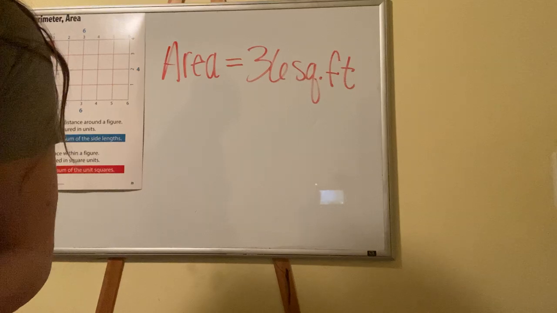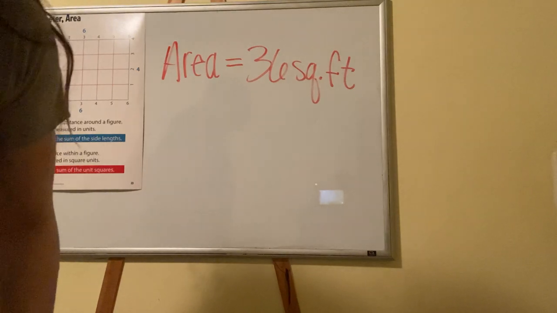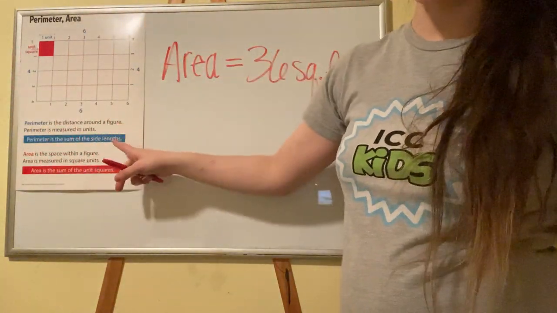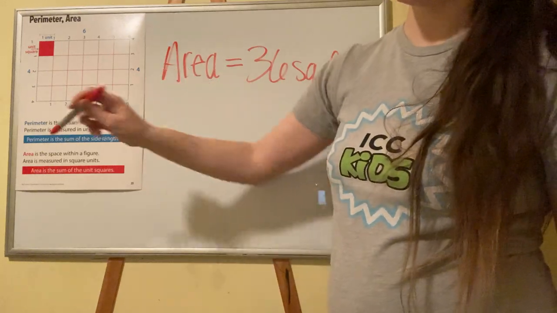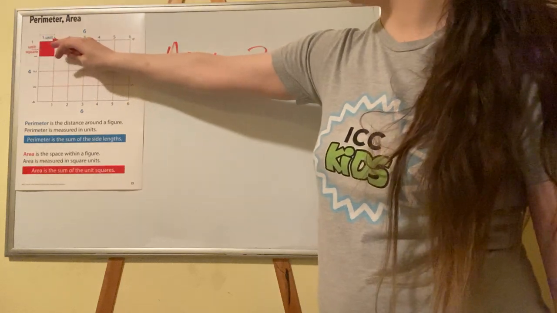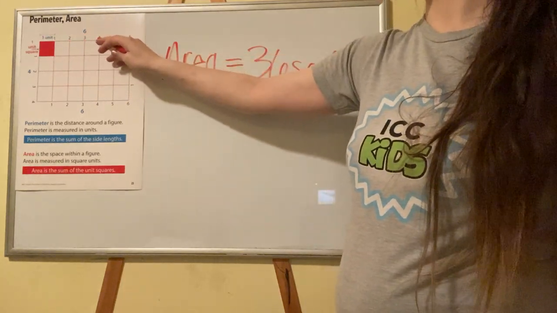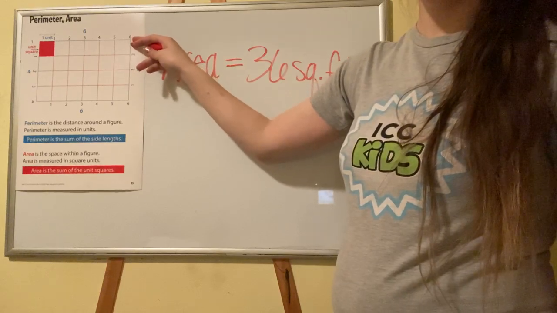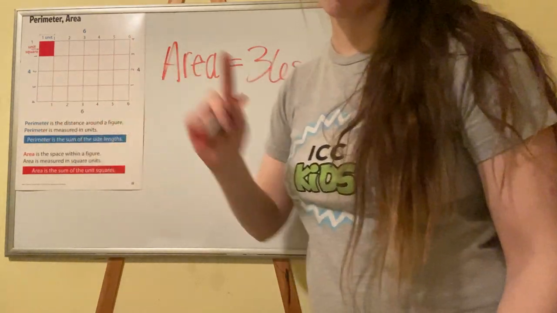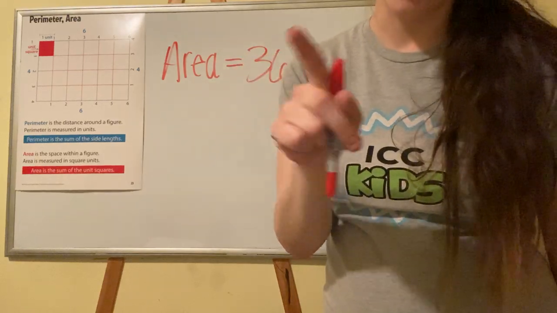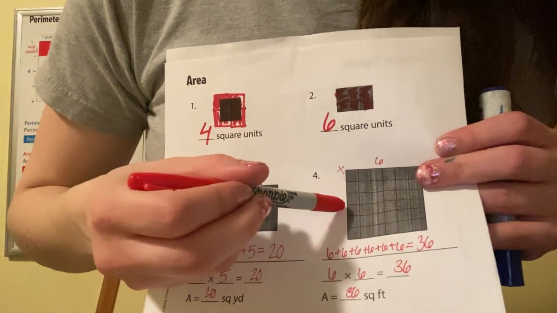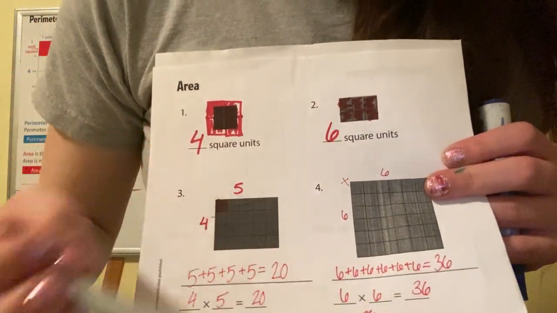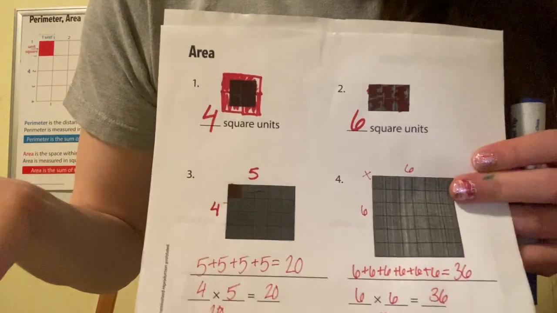I want you to find the perimeter of this shape, the perimeter of the sandbox. Remember, the perimeter is the sum of the side lengths. So you would go 1, 2, 3, 4, 5, 6, and do that around number 4 on your area sheet. So do not count the squares inside. Now we're looking for perimeter. You don't have a place for it. I just want you to practice what you learned yesterday.